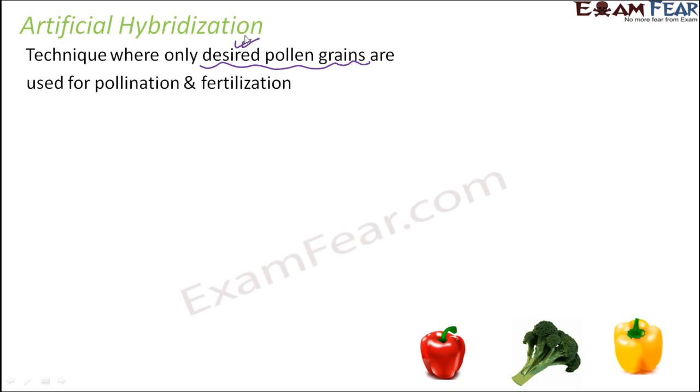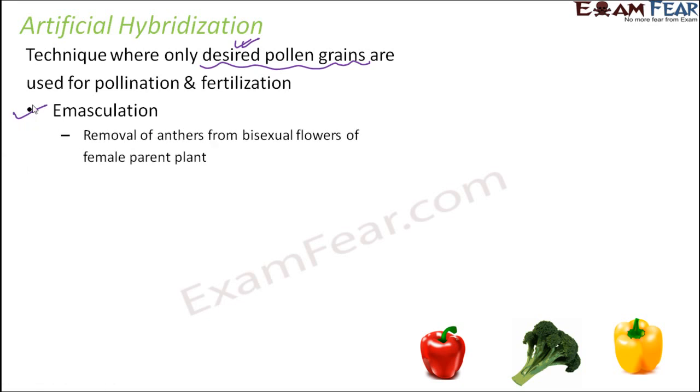Now, when you are choosing the desired pollen grains, you are making sure that only the good things are being incorporated in the hybrid. Some examples of hybrids would be the broccoli, which is like a hybrid of the cauliflower which we normally eat, or the red capsicum and the yellow capsicum. They are also a result of artificial hybridization. Now, what are the techniques that are followed in order to do artificial hybridization? A very common technique is emasculation. So what is emasculation? It is the process of removal of anthers from bisexual flowers of the female parent plant.